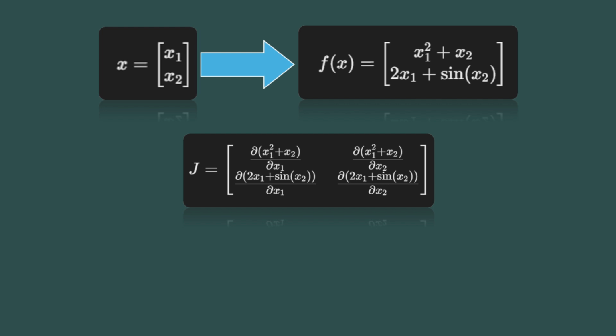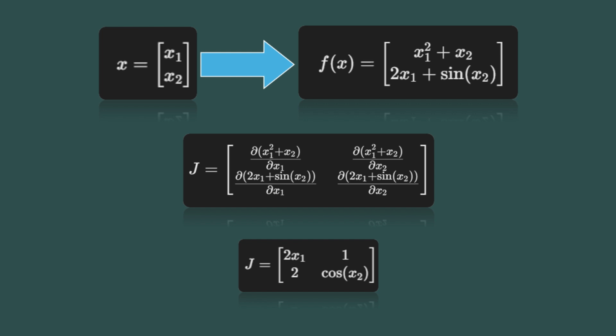Now, substituting the partial derivatives. The derivative of the first output with respect to the first input is 2 times the first input. The derivative of the first output with respect to the second input is 1. The derivative of the second output with respect to the first input is 2. The derivative of the second output with respect to the second input is the cosine of the second input.